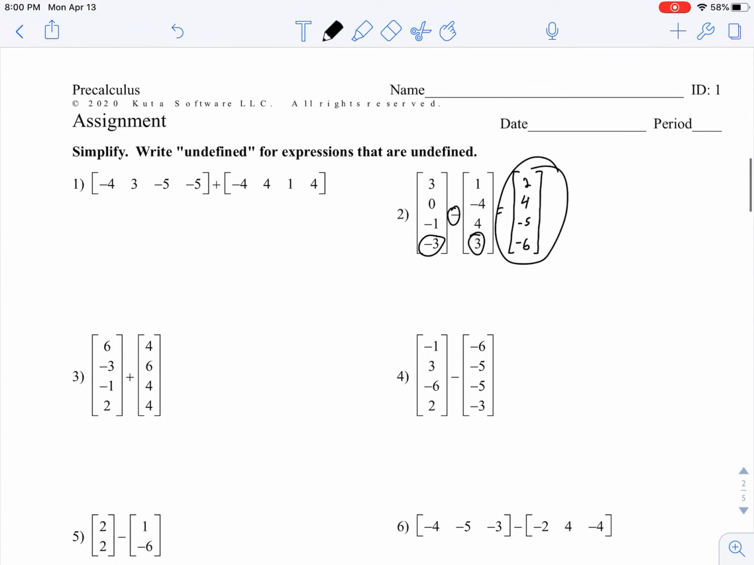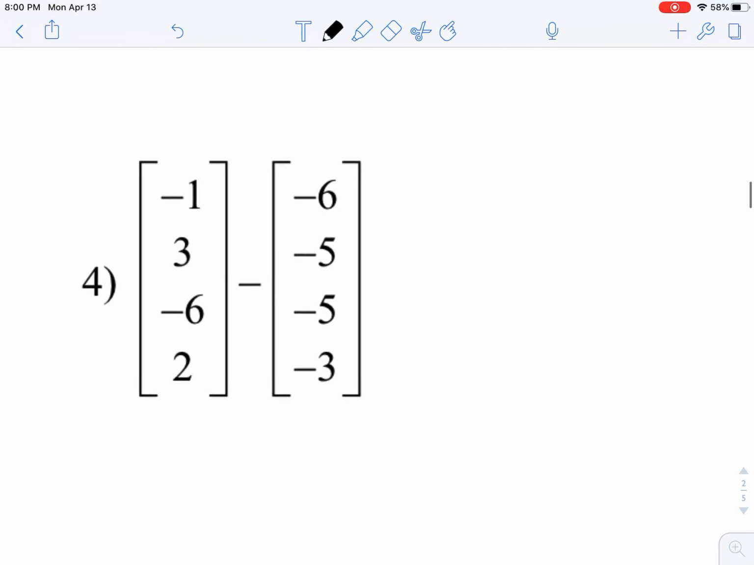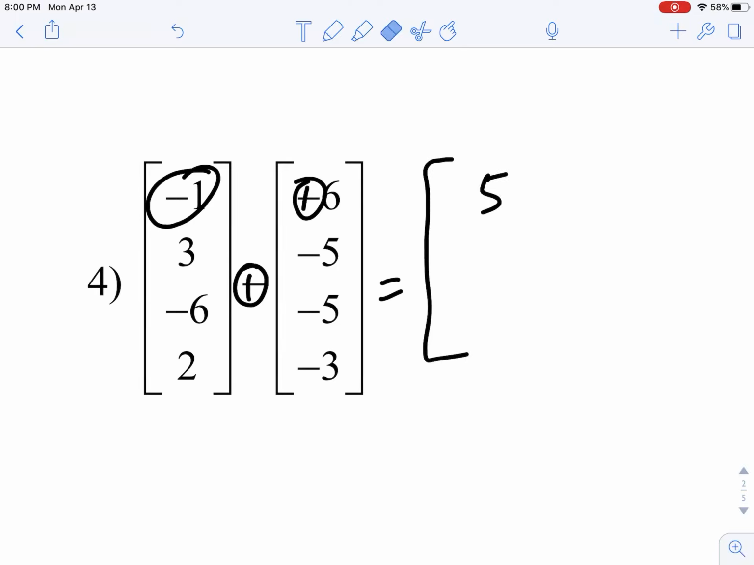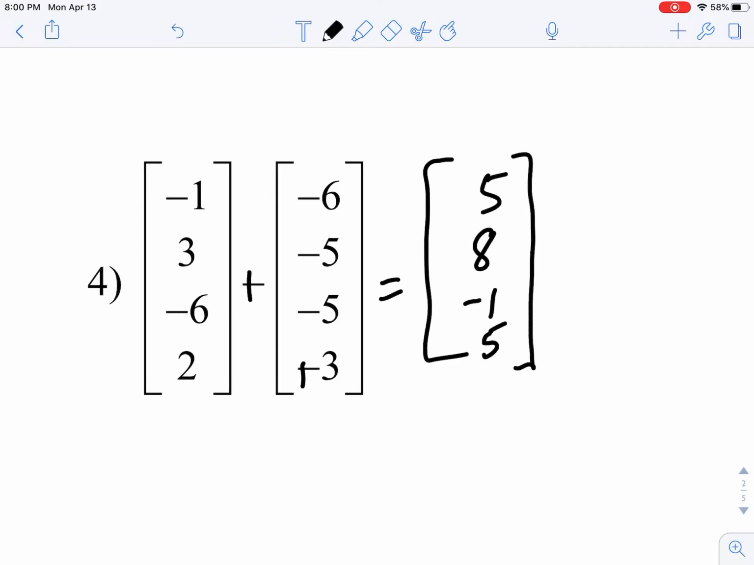So there we go. All right, number 4. Negative 1 minus negative 6. Negative 1 minus minus turns to plus, plus. That's going to be a 5. 3 minus minus 5. That's going to turn to plus. That's going to be 8. Negative 6 minus negative 5. That's going to turn to plus, and that's going to be a negative 1. And then 2 minus negative 3. Again, those two minuses will turn to plus, and that's a 5. I guess I could have done a better job.